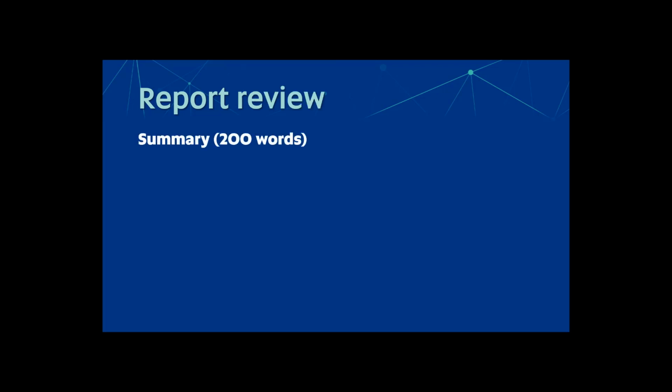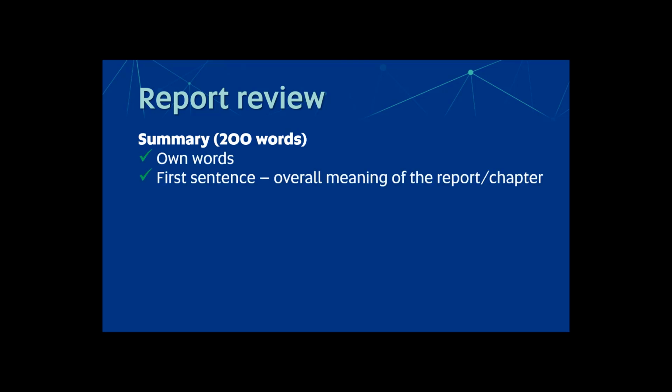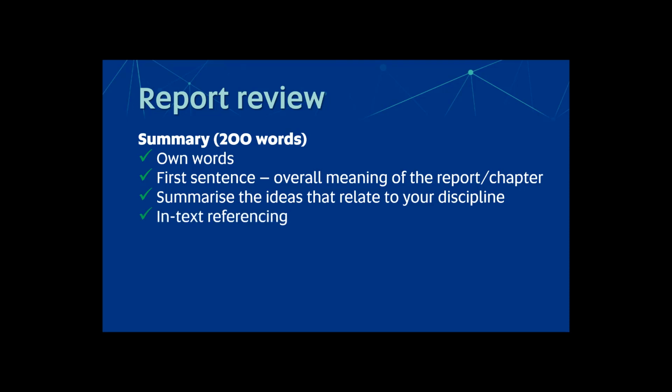You need to summarise the report in 200 words. You need to use your own words. The first sentence should try to capture the overall meaning of the report or the chapter that you've chosen. And then you need to summarise the ideas that relate to what you're studying, your discipline area. You also need to include in-text referencing to show where the information has come from.